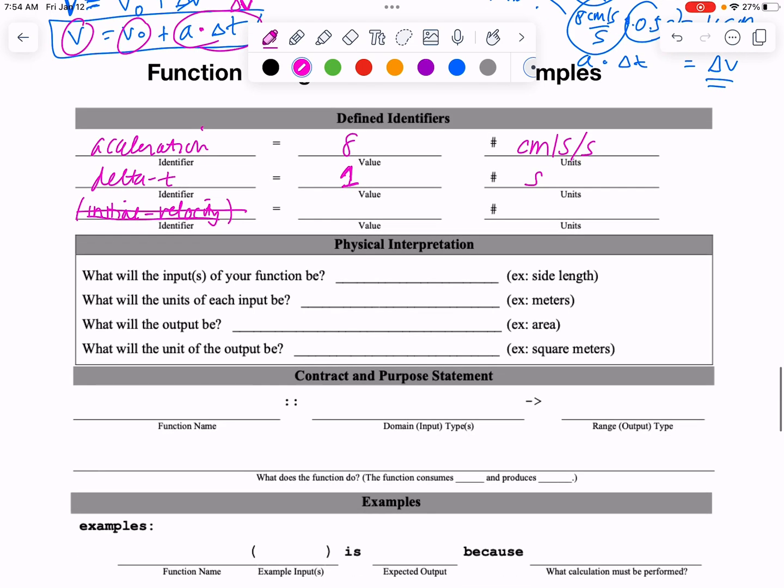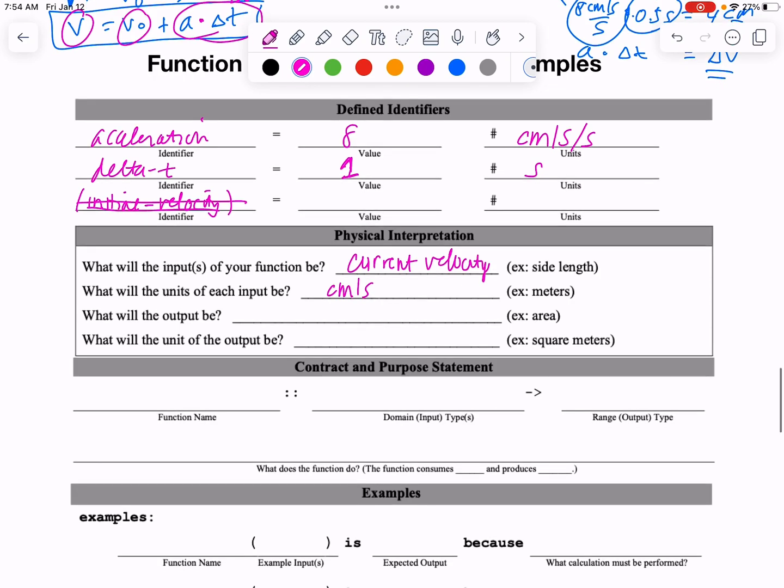The input to the function: I'm always going to take in my current velocity, in centimeters per second, and my output is going to be the next velocity, or the velocity at the next tick, also centimeters per second. We're going to call this function next v, and since I'm inputting a number, my contract is going to read number, and I'm outputting a number.